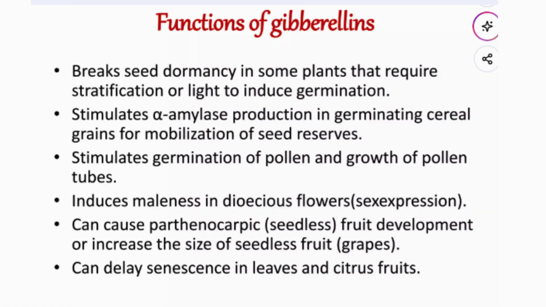Gibberellin also breaks seed dormancy in some plants that require stratification or light to induce germination. It stimulates alpha amylase production in germinating cereal grains for mobilization of seed reserves. It stimulates the germination of pollen and growth of the pollen tubes.